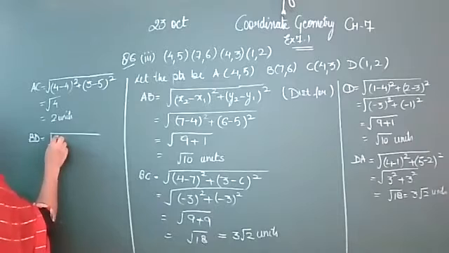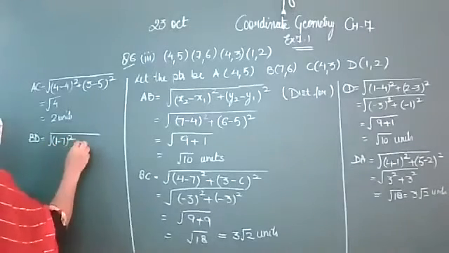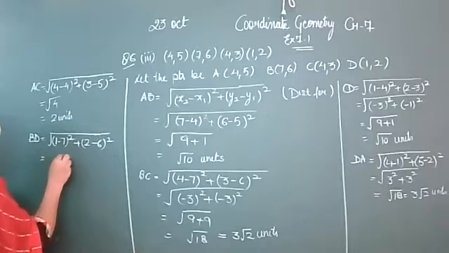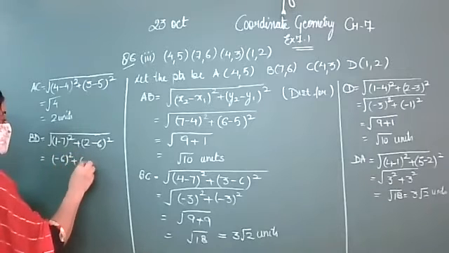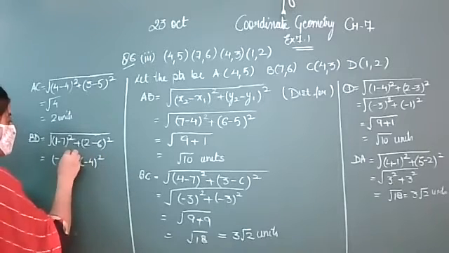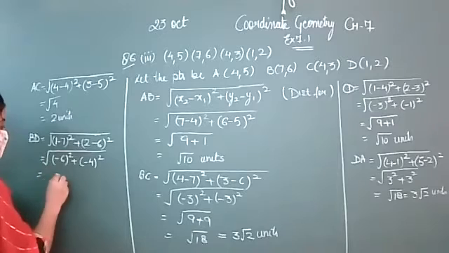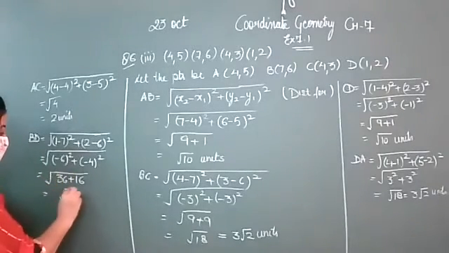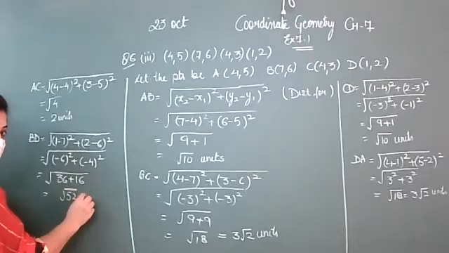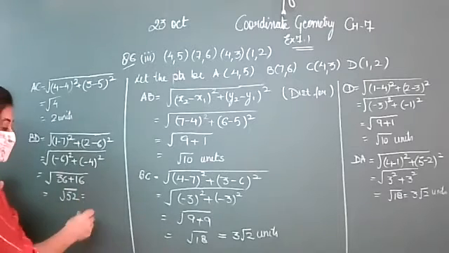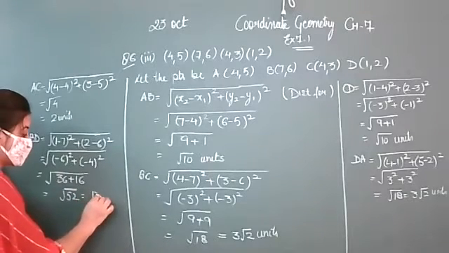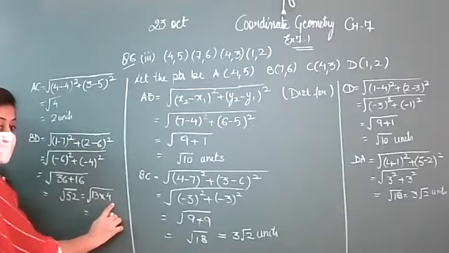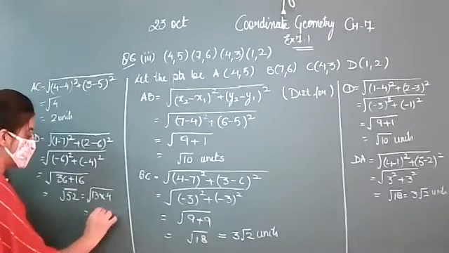BD. So (1 minus 7) square plus (2 minus 6) square is equal to (minus 6) square plus (minus 4) square. This is your 36 plus 16. When you add them, what you will get? You will get 52. Now make the factors of this by prime factorization. You will get 13 fours are 52. And when you take this 4 outside the root, it will become 2 root 13.